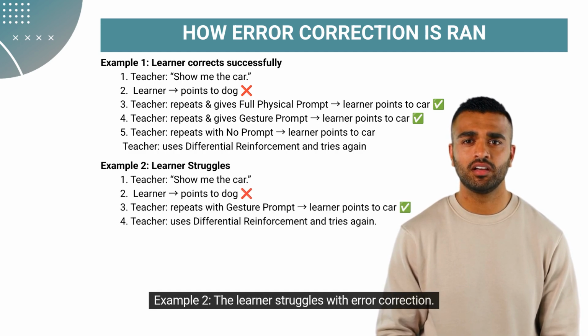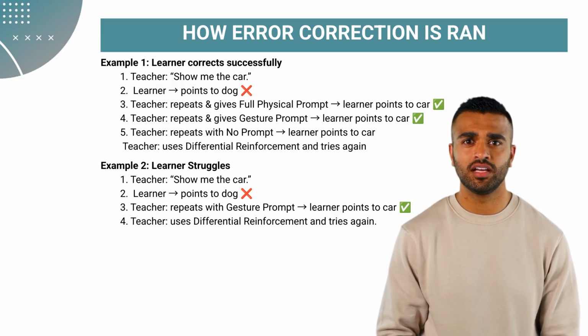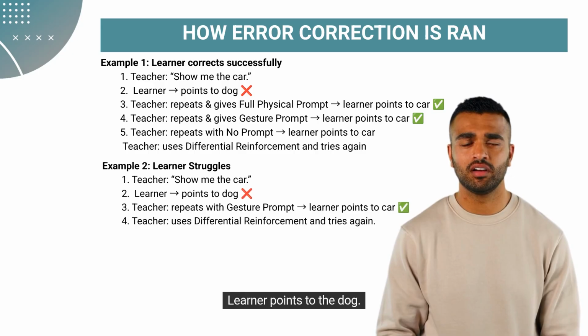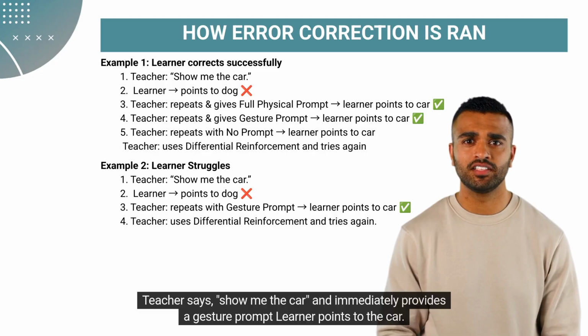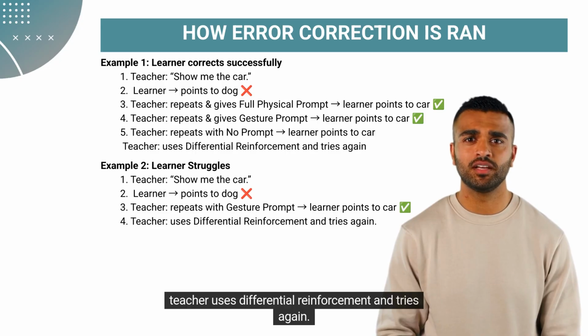Example 2. The learner struggles with error correction. The teacher has 2 toys in front of the client. One is a dog and the other is a car. The teacher states, "Show me the car." The learner points to the dog. The teacher says, "Show me the car," and immediately provides a gesture prompt. The learner points to the car. The teacher uses differential reinforcement and tries again.